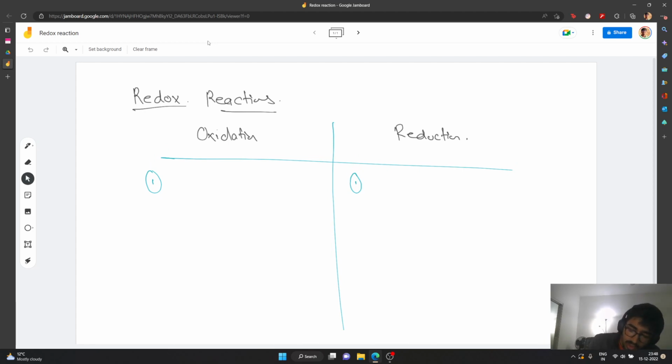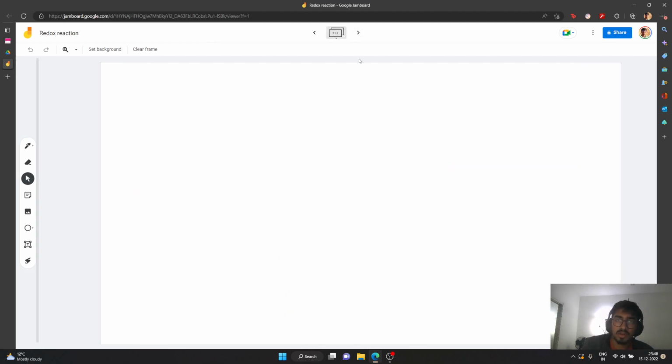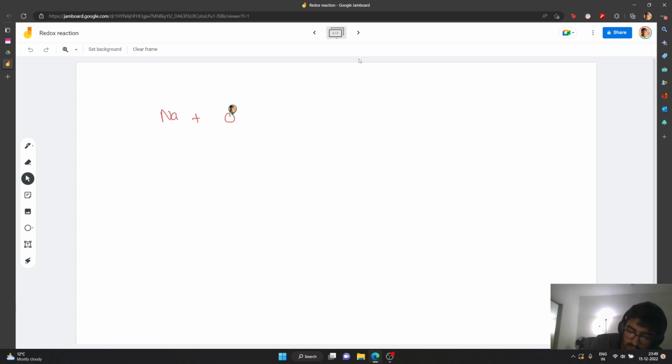we just say that if it gains oxygen, it is oxidation. If it loses oxygen, it is reduction, right? That's the simplest thing that you can tell. So it is very simple. Something like Na plus O2 giving you Na2O, right? This is sodium oxide. In this case, this sodium did not have oxygen and now it does have oxygen with it. So we will say that this sodium is simply oxidized. Simple.